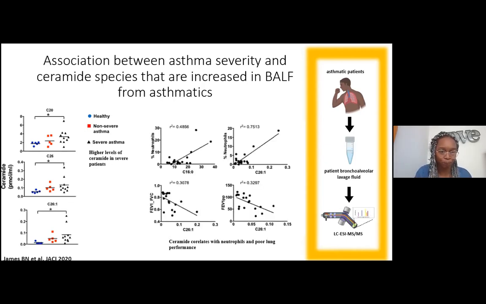But what we do know is that most severe asthmatic patients tend to have more neutrophilic inflammation in the lungs. And so interestingly, in our data, we were able to see a positive correlation between the percentage of neutrophils in the BAL along with levels of C16 and C26:1 ceramide. And then we also measured a negative correlation between lung function, measured here by forced expiratory volume, and the same species of ceramide. So this data suggests an association between levels of ceramide and markers of severe asthma, that is, poor lung function and neutrophilia.